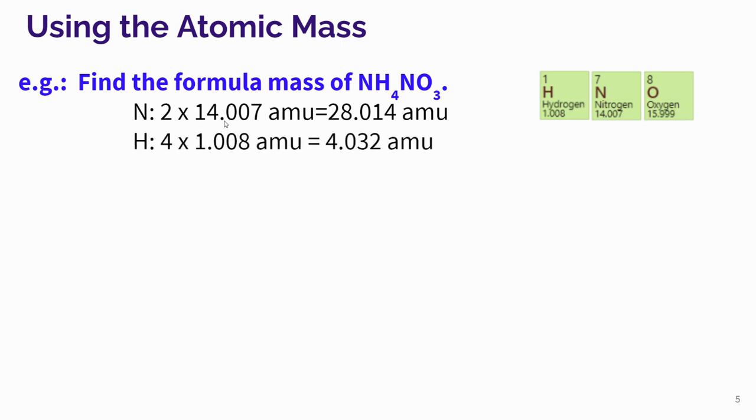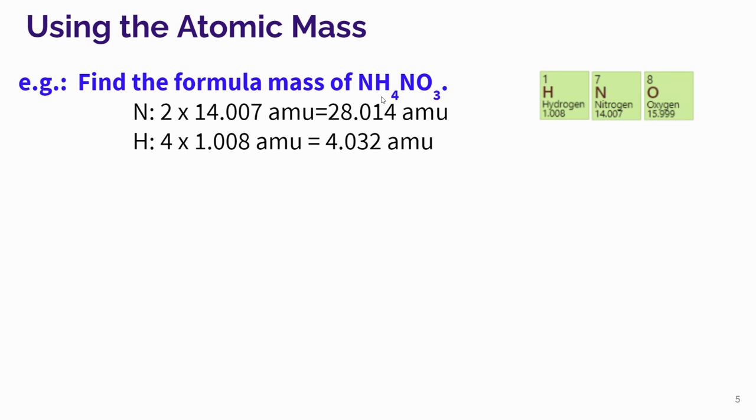Next, let's do hydrogen. There are 4 of them. Notice the subscript. The subscript applies to the element that it follows. So there are 4 hydrogens in this compound. So 4 times the atomic mass of hydrogen, which is 1.008, gives me 4.032 atomic mass units.